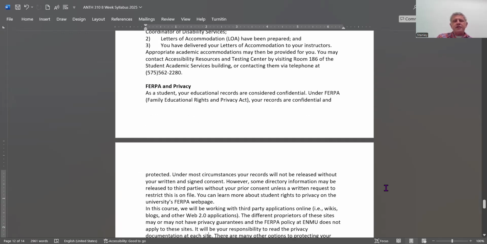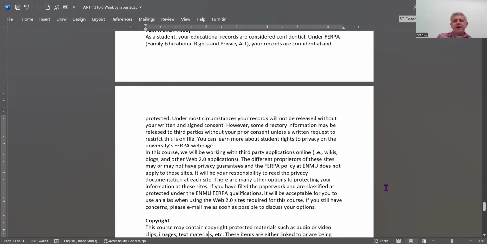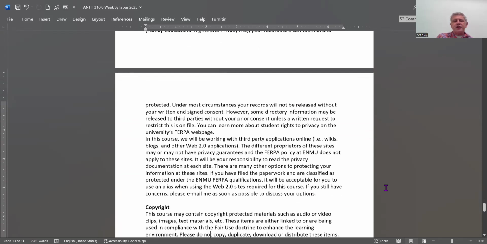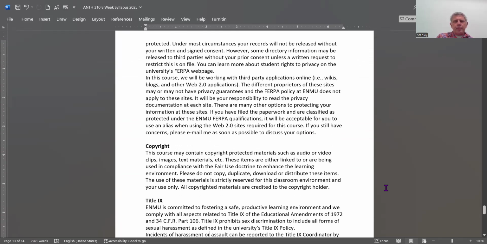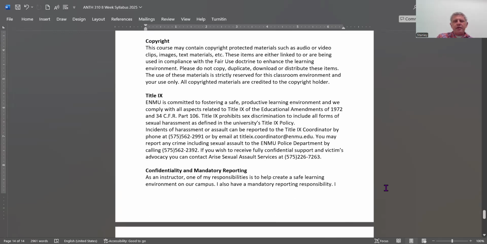FERPA and privacy. As a student, you have educational privacy. Your records are considered confidential. The Family Educational Rights and Privacy Act, or FERPA, means your records are confidential and protected. So if you need those grades to be released to anybody for grad school or scholarship or work, it has to come through with permission from you. Copyright. This material is copyrighted. Please don't copy, duplicate, download, or distribute these materials on your own.